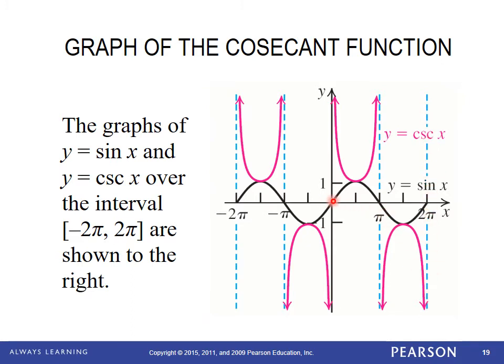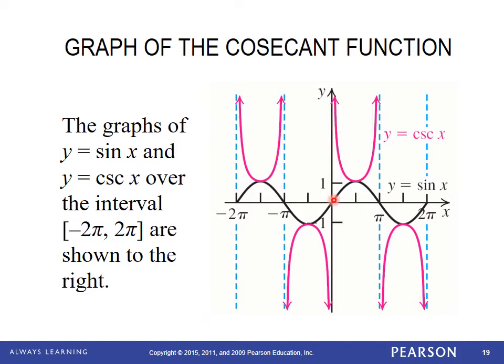Next, whenever the sine function reaches a 1, the reciprocal of 1 is 1, so therefore this is the point of contact that's going to happen between the sine function and the cosecant function. The other point of contact is at negative 1, because again the reciprocal of negative 1 is still negative 1. All right, as the sine value is very small, notice the cosecant value is very large.